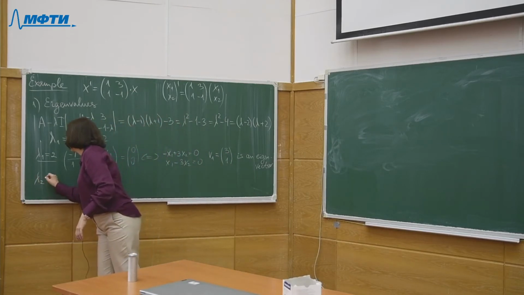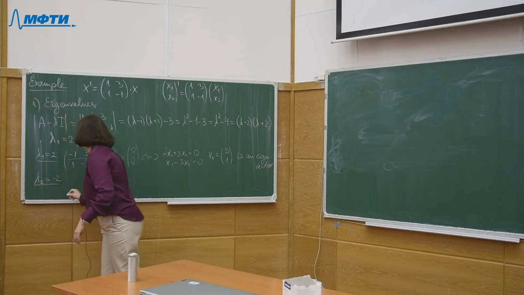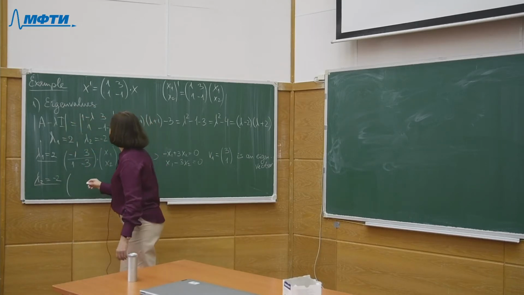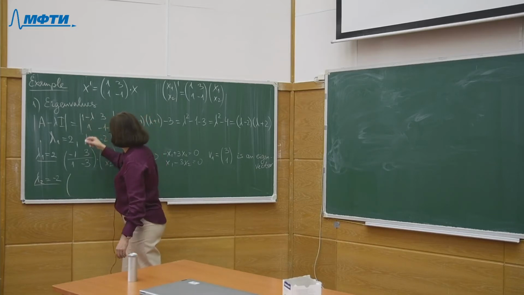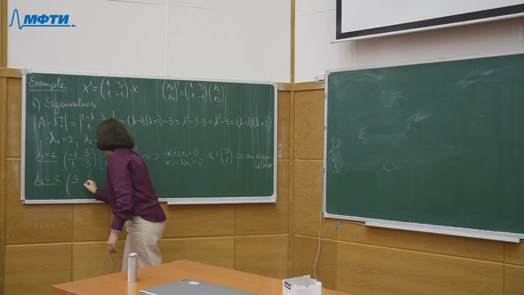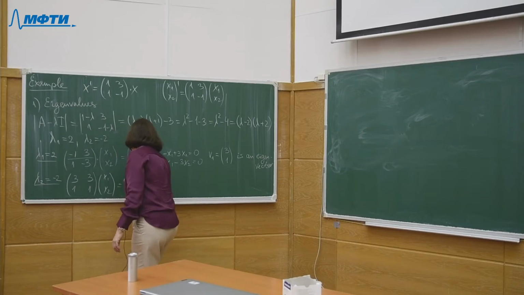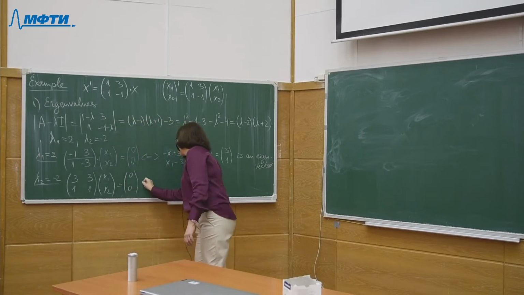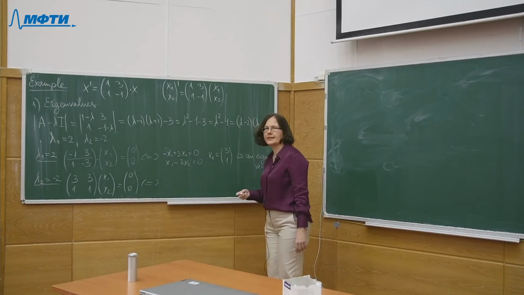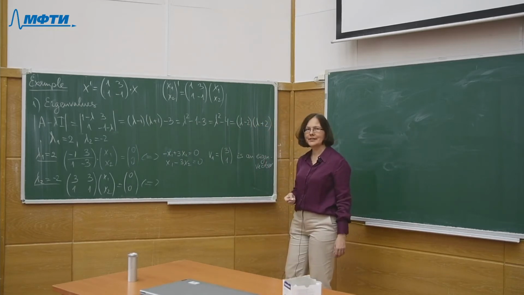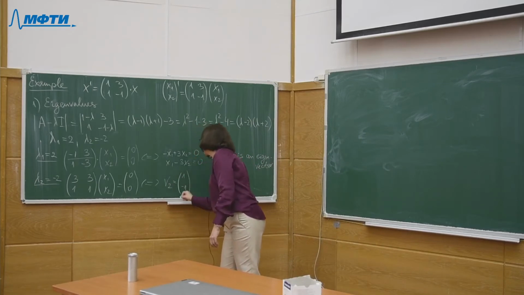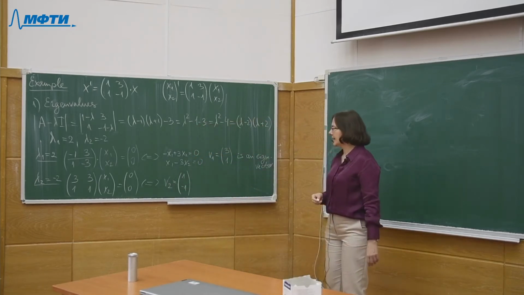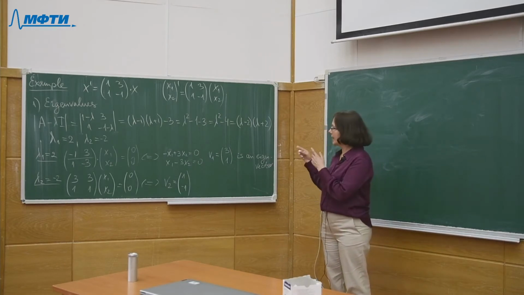Lambda 2 equals -2. I should substitute -2 for lambda in this matrix, and I will get 3, 3, 1, 1. And I think it is not difficult to guess the solution. What is the solution of this? So 1, minus 1, for example. V2 will be 1, minus 1. Okay. So we get two vectors.